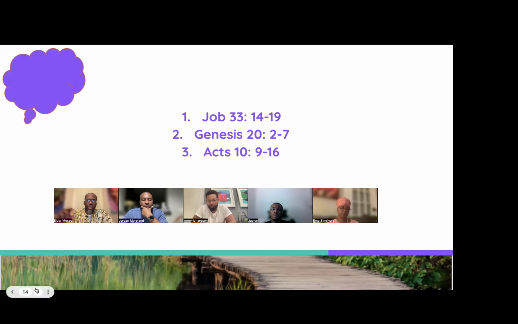Now, we'll skip Acts for the sake of time because I think you get the point. But in Acts chapter 10, Peter had a dream. A lot of times people take this dream and now they think God said you can eat pig and all the rest of the stuff. Not the point of the dream, but he communicated to Peter in a dream. That's Acts chapter 10. You can read it. We won't necessarily go into it.